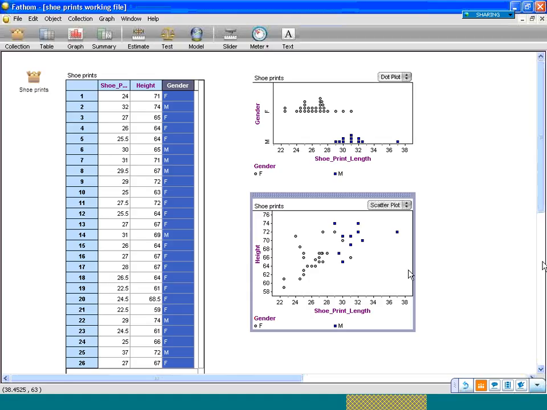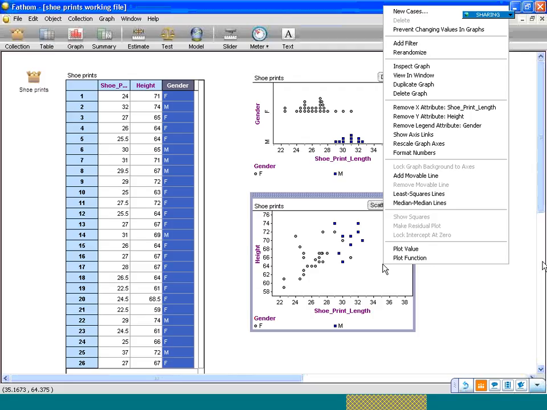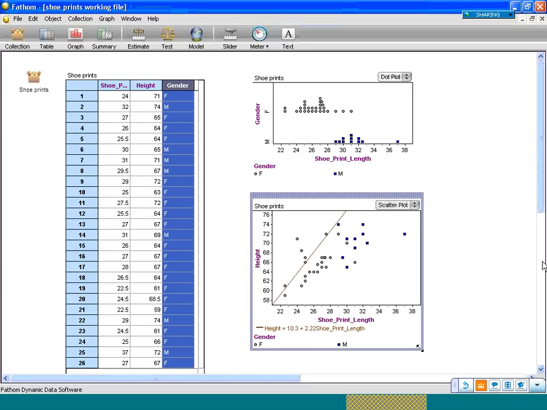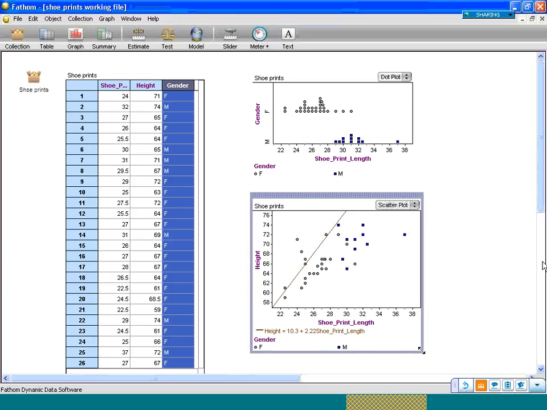Are we thinking linear regression? Oh, bless you. That was the one I was thinking, yes. So it's actually quite easy with Fathom to add a line to a scatter plot if you think you see some sort of linear pattern. And so I'm going to right-click on my graph here and pull up a context menu. And I'm going to choose to add a movable line just for fun. The movable line will allow us to adjust the slope and the intercept of that line until we're satisfied.